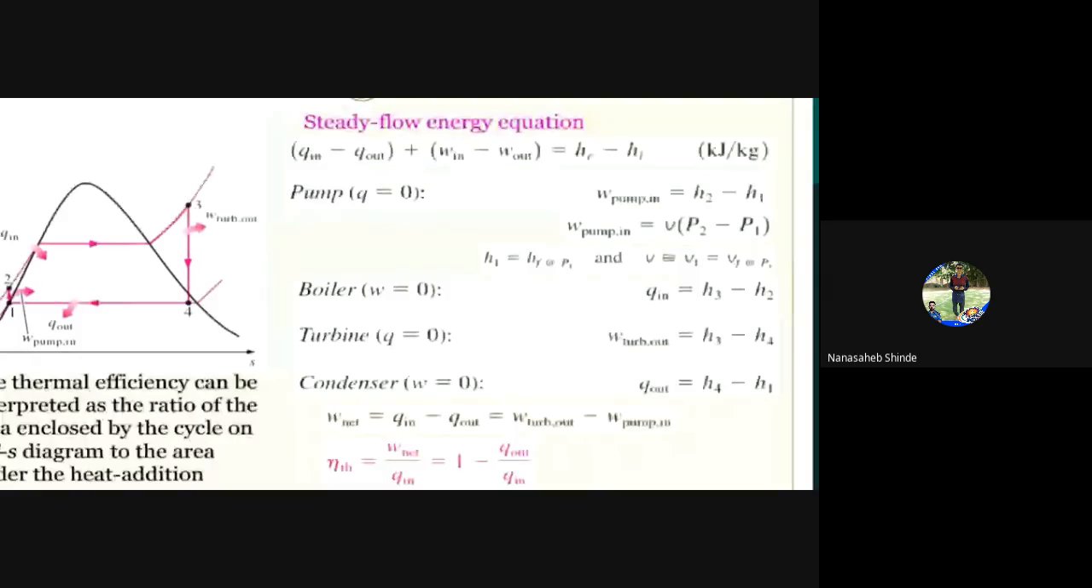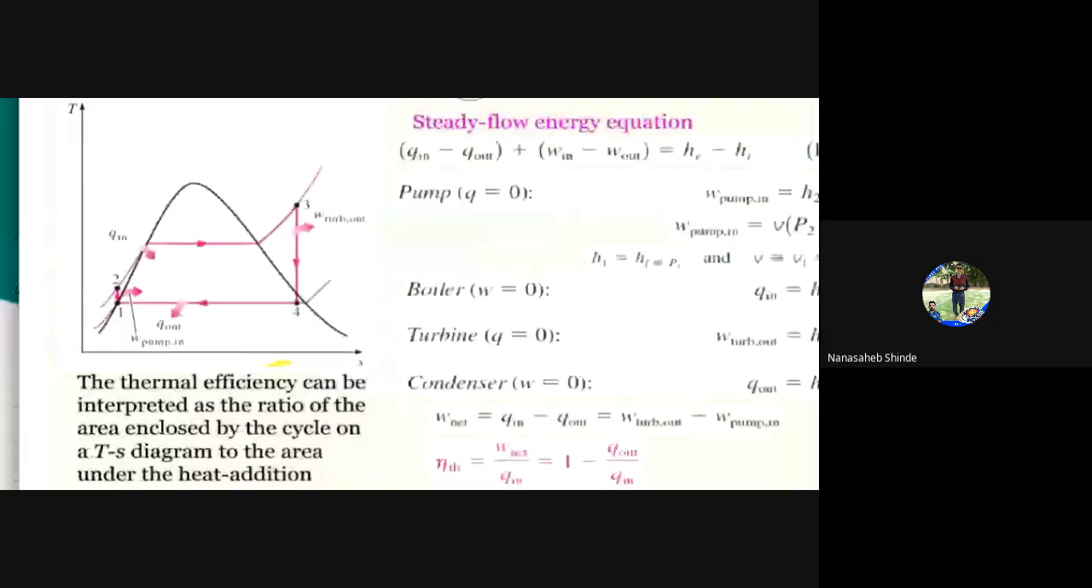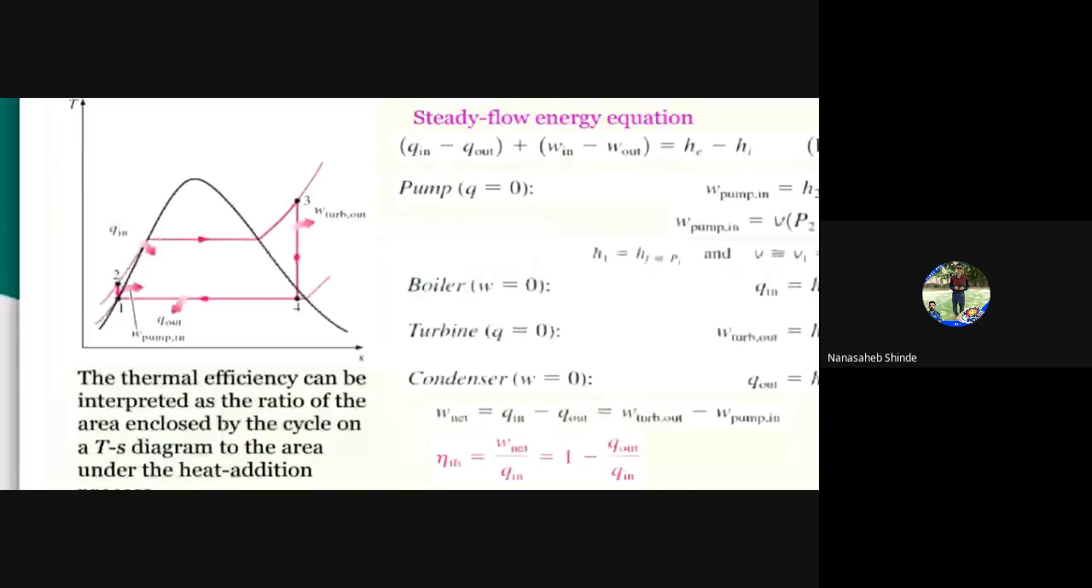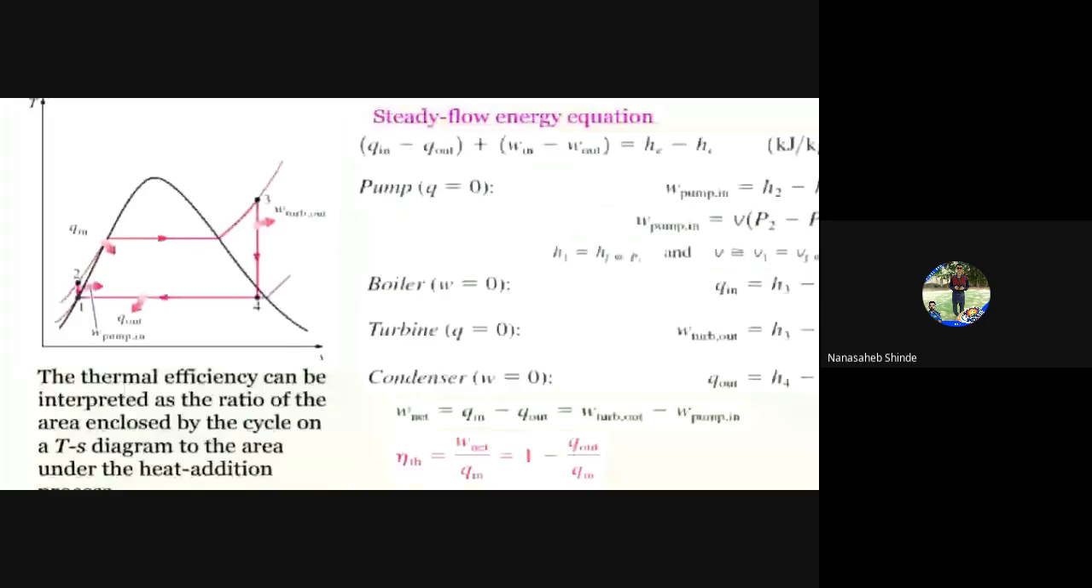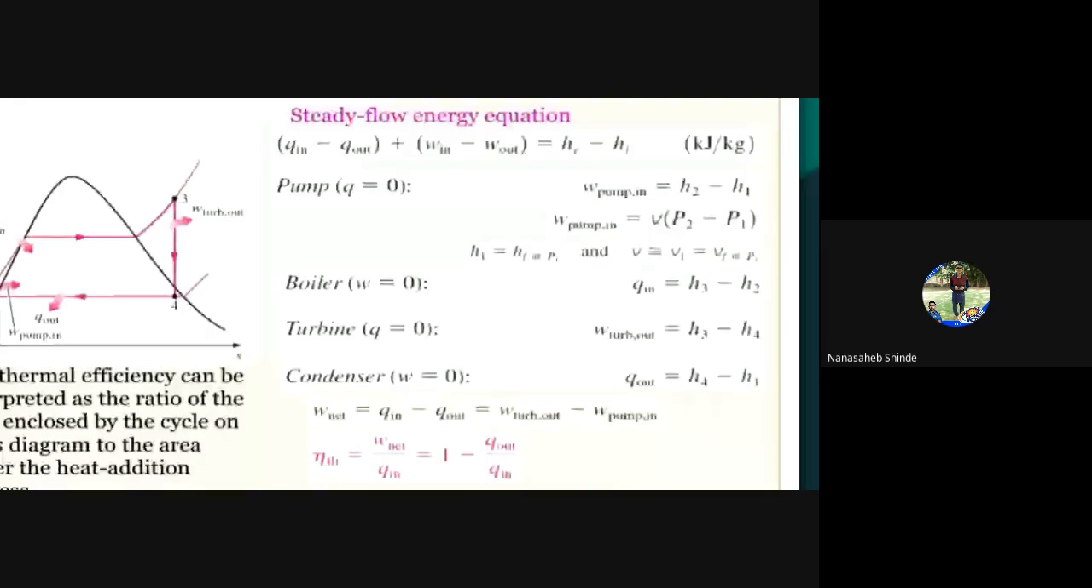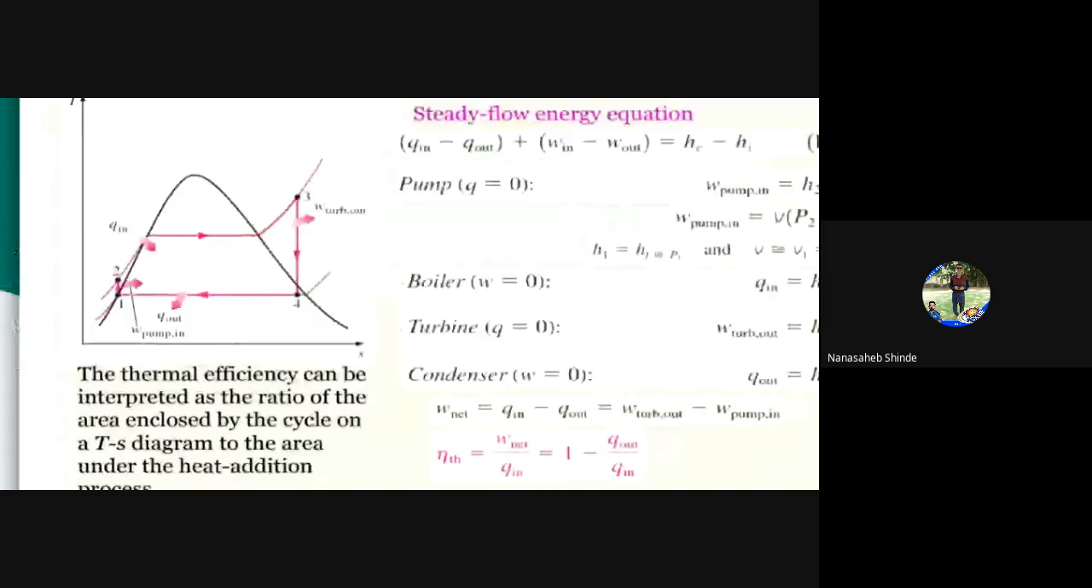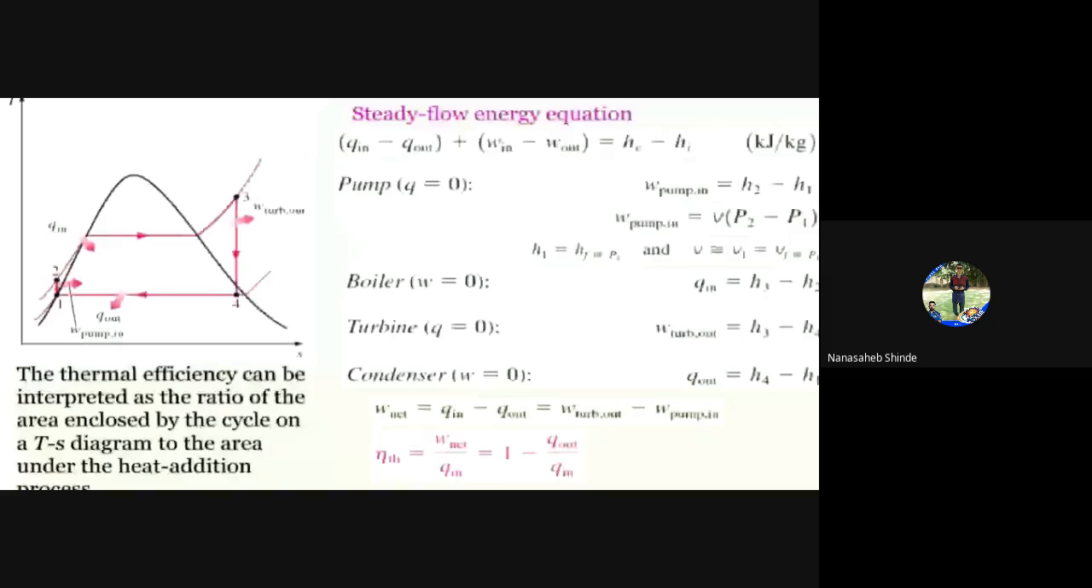Then at the condenser no work is produced, only heat rejection occurs. So W is equal to 0, and that heat rejection I can consider h4 minus h1. Now by putting all this in the general equation of steady flow energy, we can reduce that equation as W net is equal to Q in minus Q out, or you can consider it as WT minus WP. Now we know the input of the cycle as well as the output of the cycle.